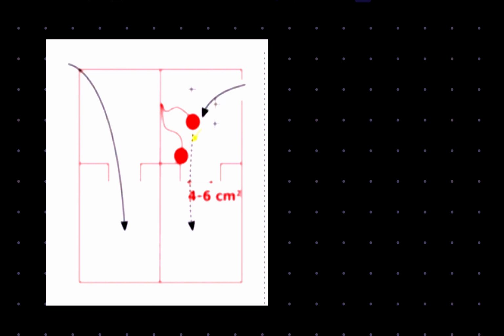Now here, atrial myxoma is a pedunculated tumor. That means the tumor has a peduncle. Suppose this is our tumor. This tumor has an attachment, a peduncle, so it is called a pedunculated tumor. Because of this peduncle, the tumor is freely floating in the lumen of the left atrium.